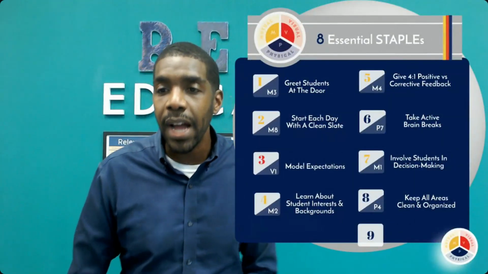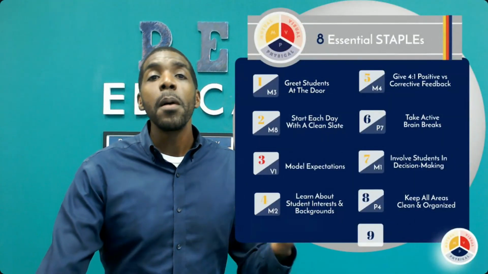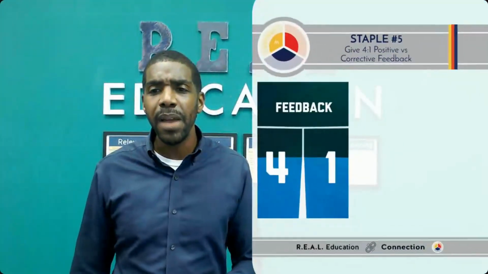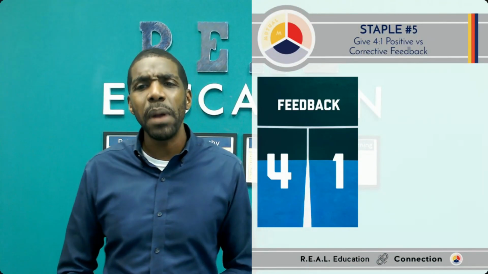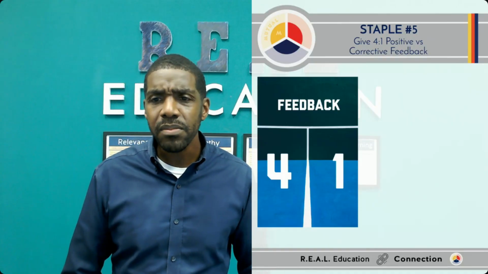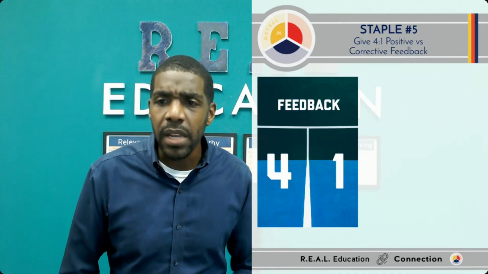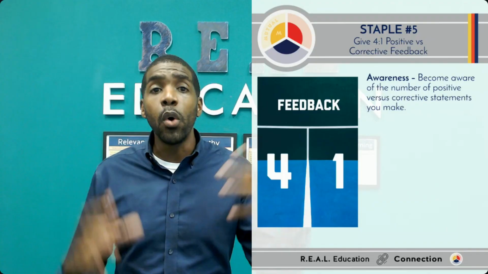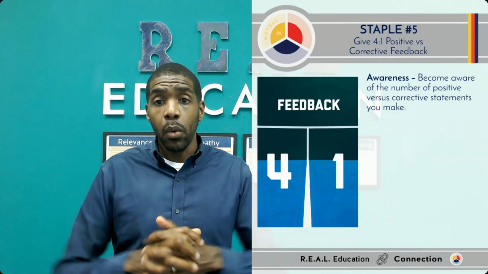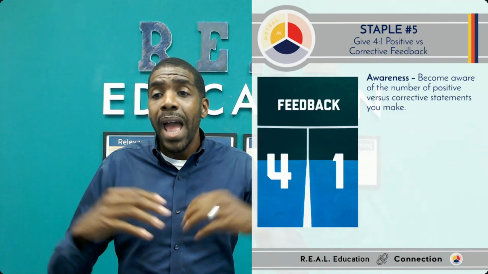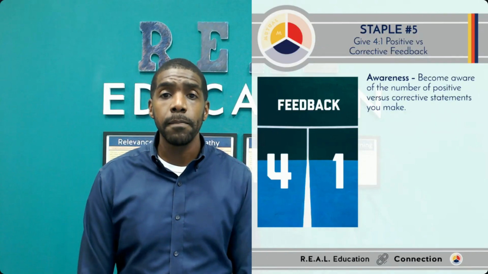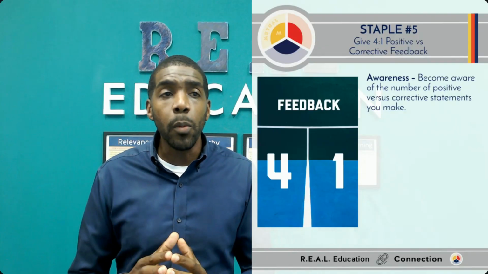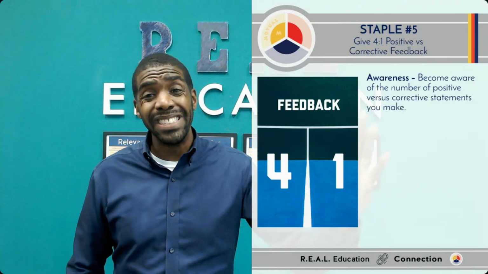Let's hit number 5, which is to give 4 to 1 positive versus corrective feedback. Out of all the staples we're talking about today, this is probably the most difficult. Let's start with the first one, which is awareness. We need to become aware of the number of positive versus corrective statements that we make. This is difficult because research says there should be 7 to 1.